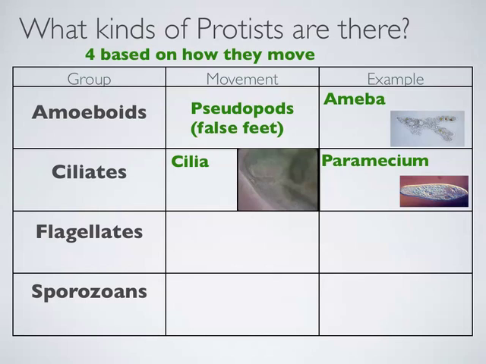We also have flagellates. Flagellates move using what's called a flagellum. And a flagellum is a whip-like tail that sort of pulls the protist through the water. One example is euglena. We'll look at euglena next week. It's one of the flagellates. It moves using this tail.